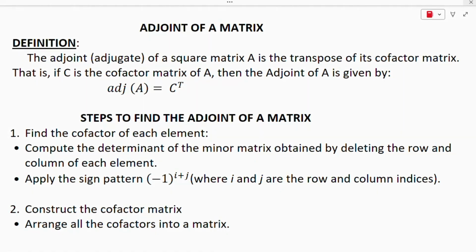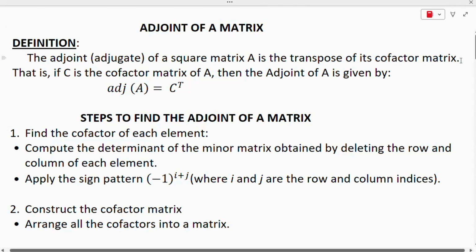So right here guys, we want to simply talk about the adjoint of a matrix. So definition: the adjoint, or adjugate, of a square matrix A is the transpose of its cofactor matrix. That is, if C is the cofactor matrix of A, then the adjoint of A is equal to the cofactor transpose. So in order for you to be able to get the adjoint of a matrix, all you have to do is to find the transpose of its cofactors.